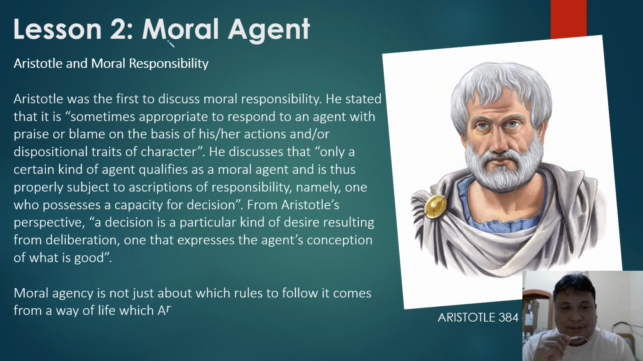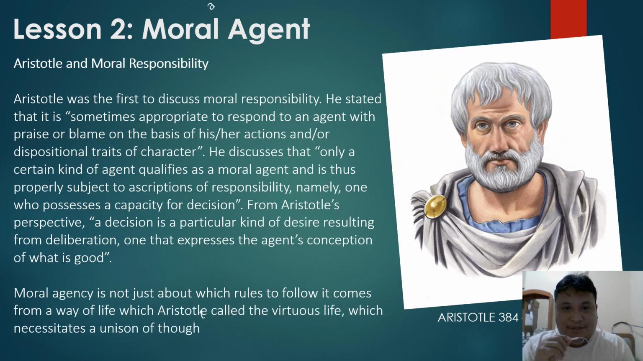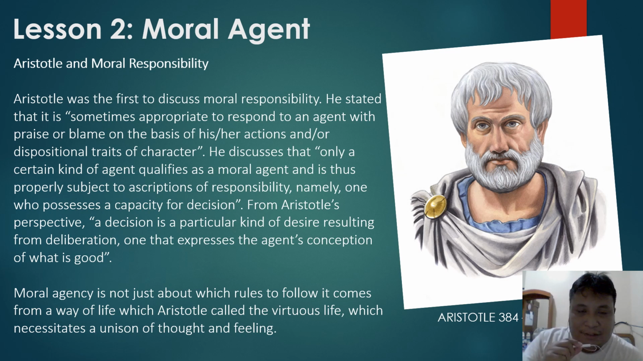He was the first one to discuss moral responsibility, stating that it is sometimes appropriate to respond to an agent with praise or blame. So if he did something good, of course we praise the person. But if he did something wrong, we blame the person. So what's the basis of our praise or blame? It is the basis of our actions, or not only actions, but also his character.